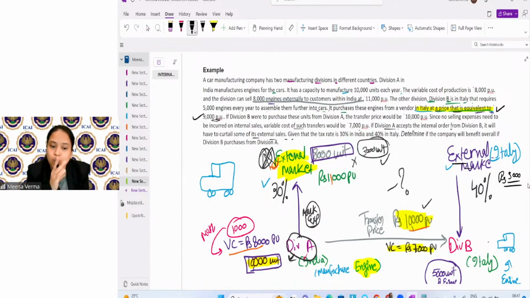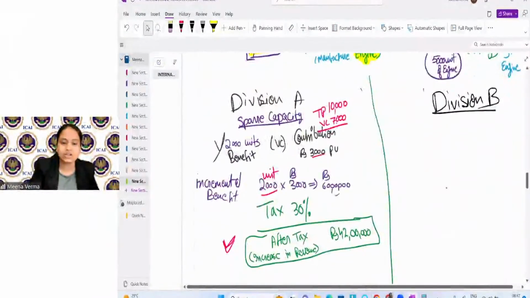Oh, can you see? The Italy division ends up paying more money. If you do not consider the tax rate, this is not a good transfer. Because in Italy, you can buy it for 9,000. Why are you buying it from India for rupees 10,000? So what is happening here? Increase in cost, not increase in benefit.